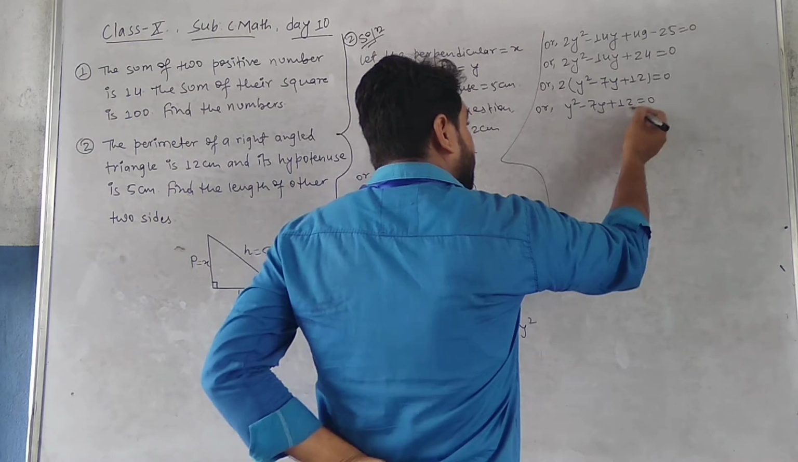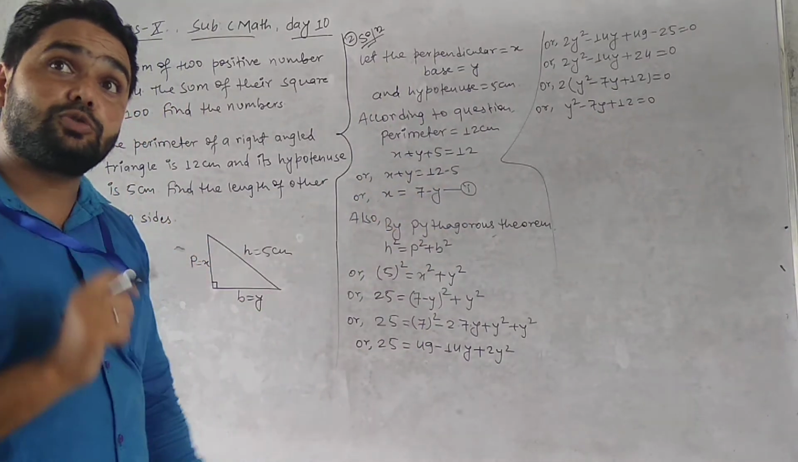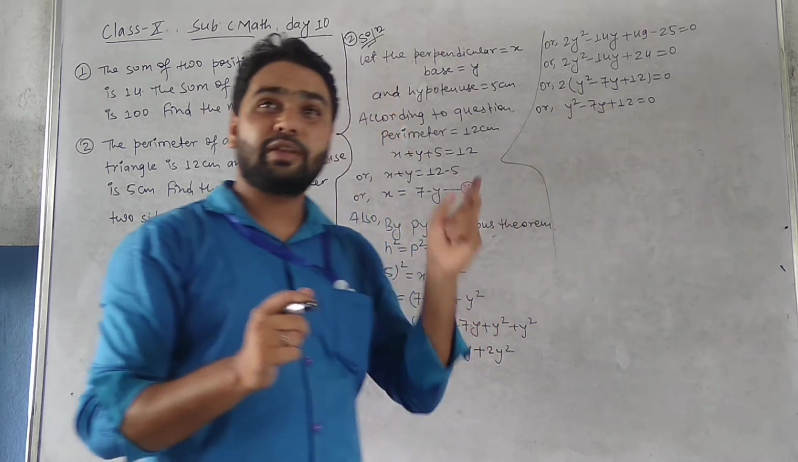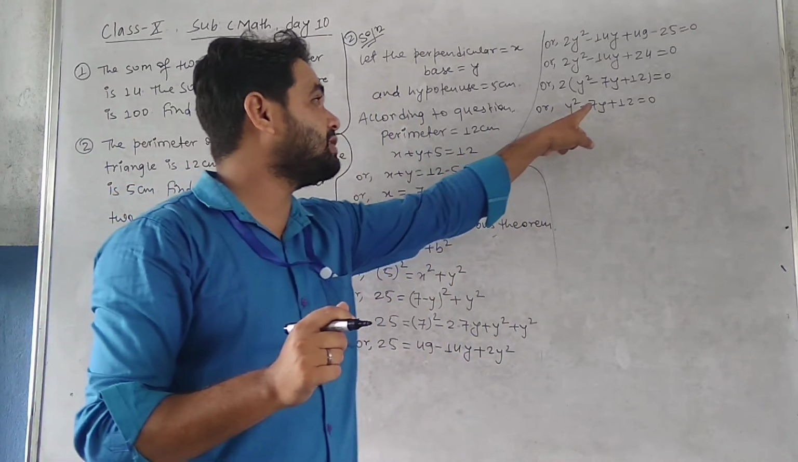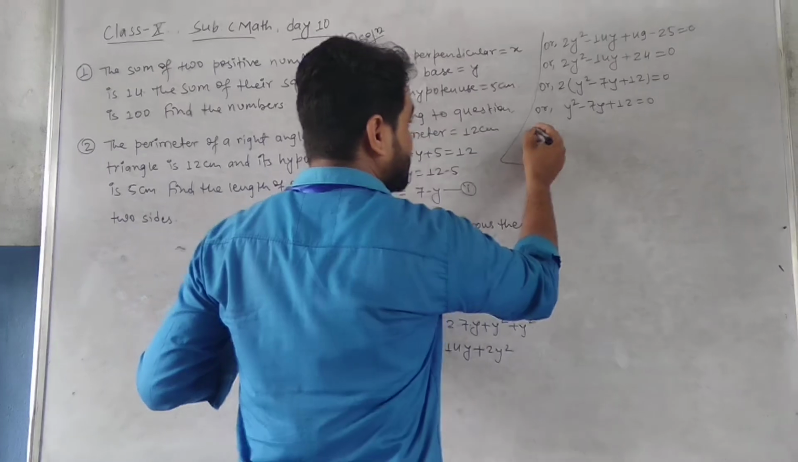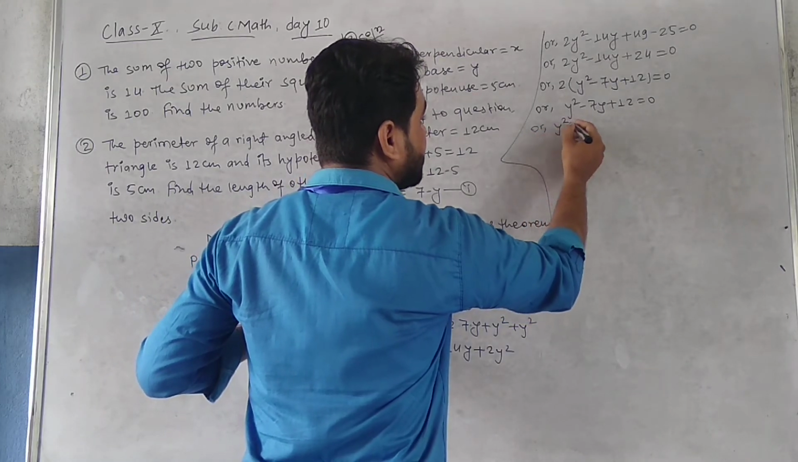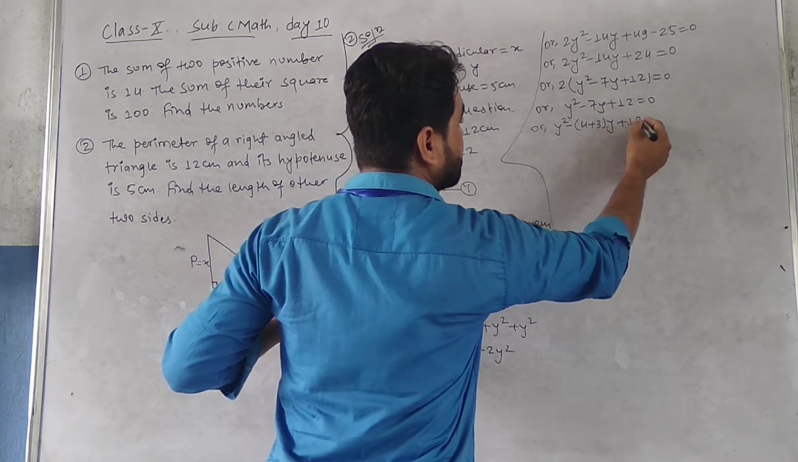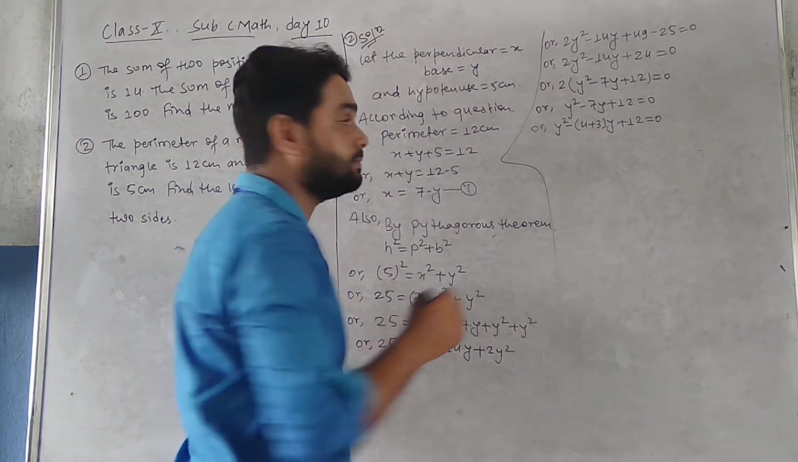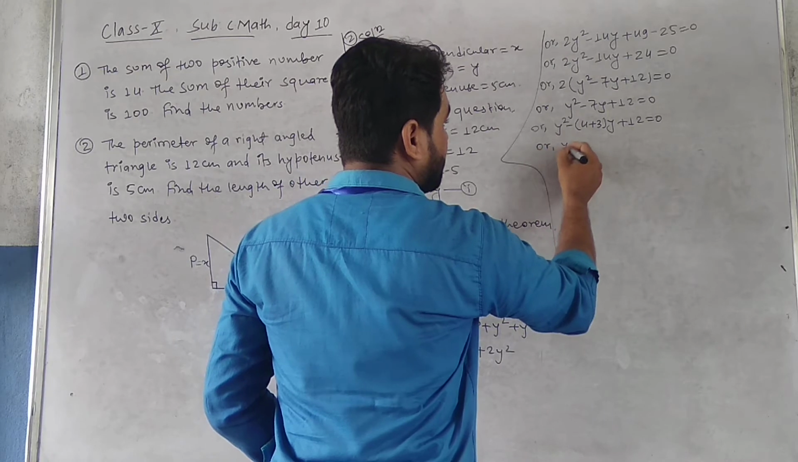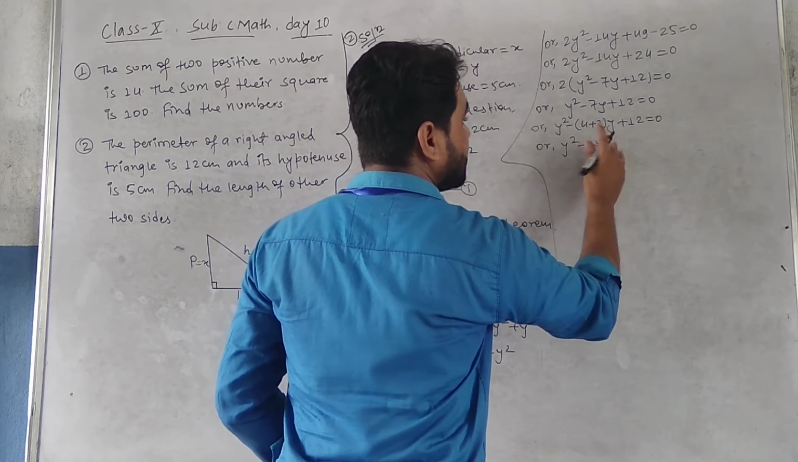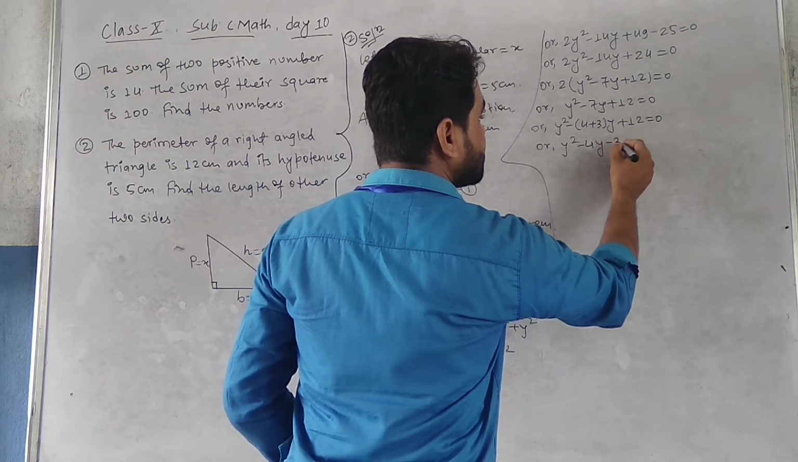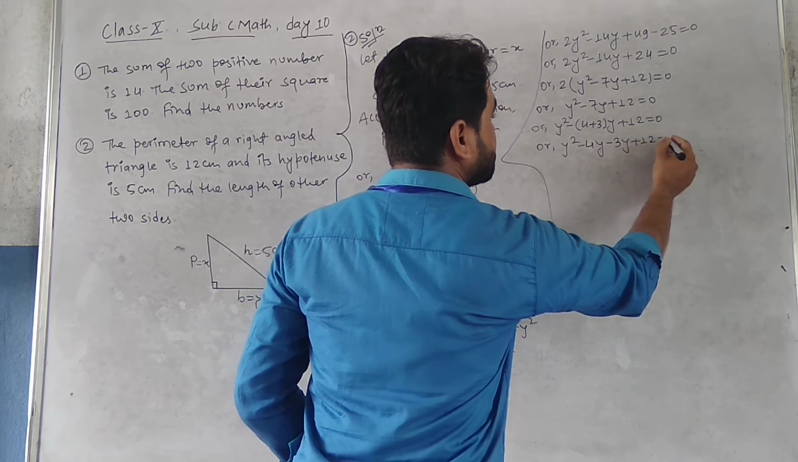Now from 12 we make two numbers such that multiplying we get 12 and adding we get 7. 4 threes are 12, and 4 plus 3 we get 7. So we can write y square minus 4y minus 3y plus 12 equals 0.